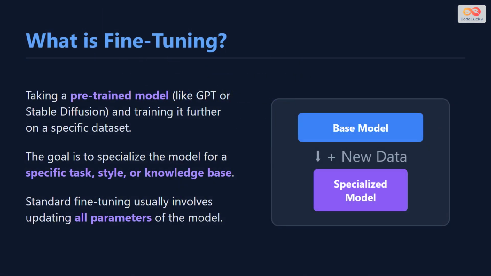First, let's understand the concept of fine-tuning. Imagine you have a base model, like GPT or Stable Diffusion, which has been trained on a massive amount of general data. Fine-tuning is the process of training this model further on a specific dataset to specialize it. For example, you might teach it a specific art style or medical terminology. In standard fine-tuning, you update every single parameter in the model's brain.